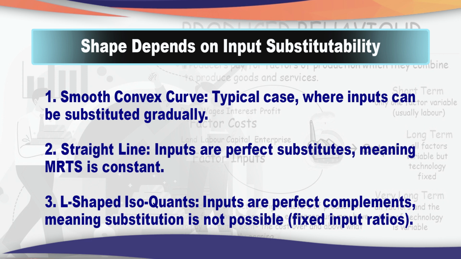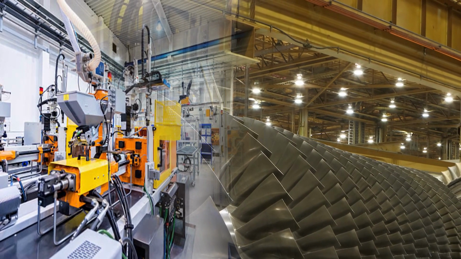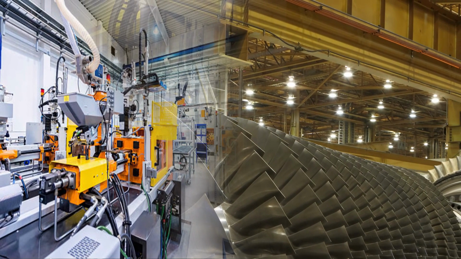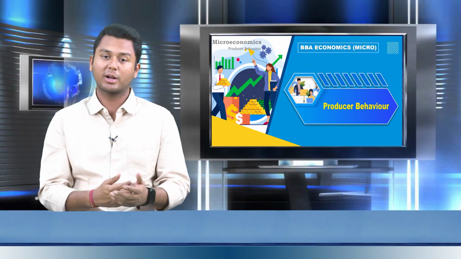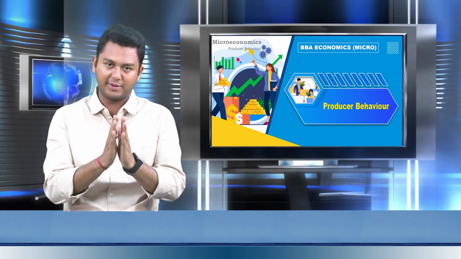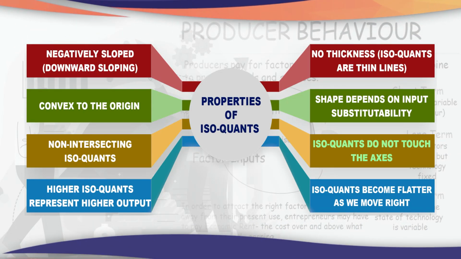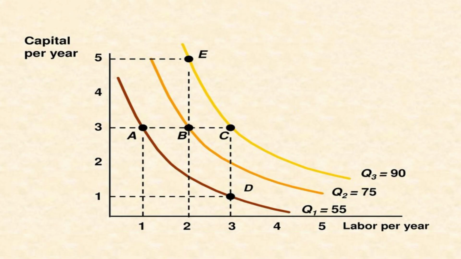There are fixed input ratios. For example, looking at perfect substitutes, electric and gas powered machines. Looking at perfect complements, we have left and right shoes must be used in a fixed ratio. The seventh property is that isoquants do not touch the axis. An isoquant never touches the x axis or the y axis.